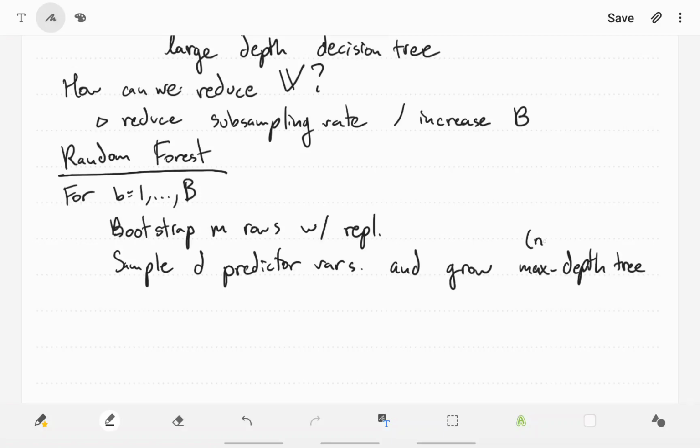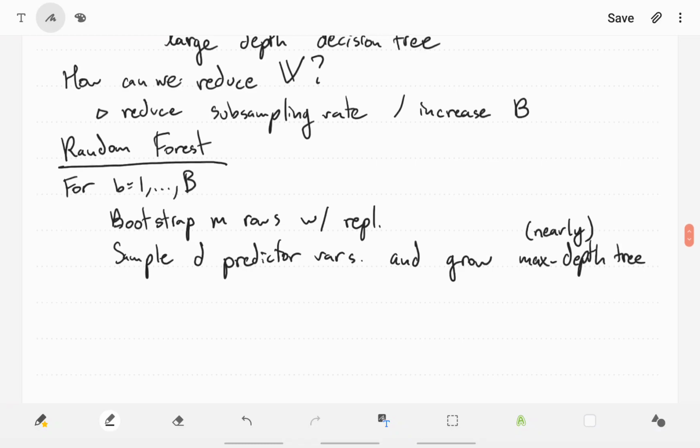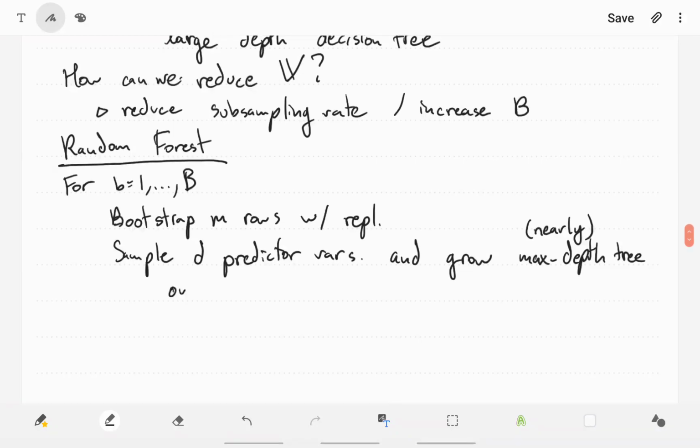So I'll just write nearly up here: a nearly max depth tree. And this is on the M by D dataset. Because we've subsampled our predictor variables and we've selected our rows, this might run very quickly because it's on a much smaller data set, because the complexity of a decision tree scales linearly with M and D.